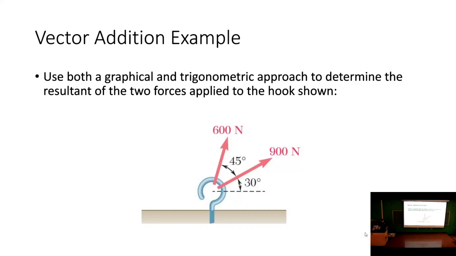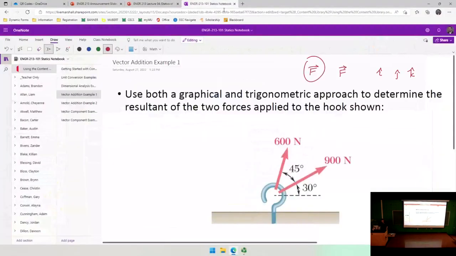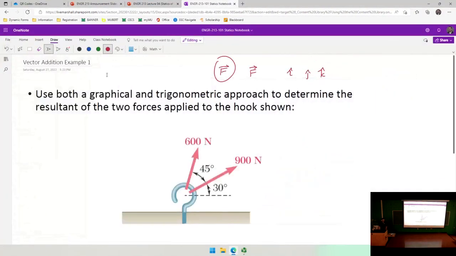Okay, let me pull up the notebook because this is all here in the notebook as well. So, okay. I have here: use both a graphical and trigonometric approach to determine the resultant of the two forces applied to the hook shown. So let's just use a little bit of common sense and see if we can understand what's going on here.